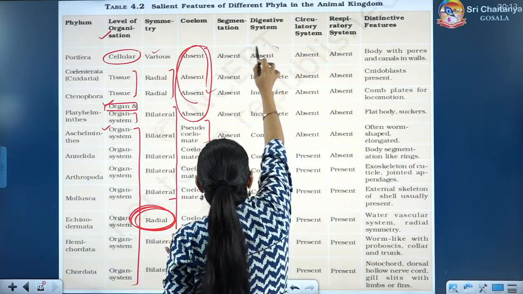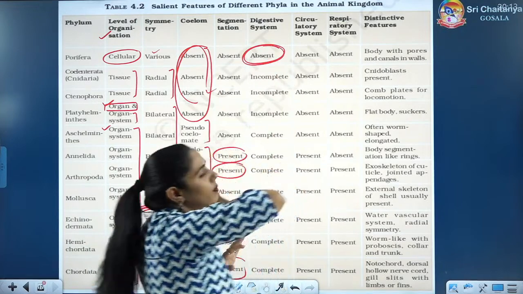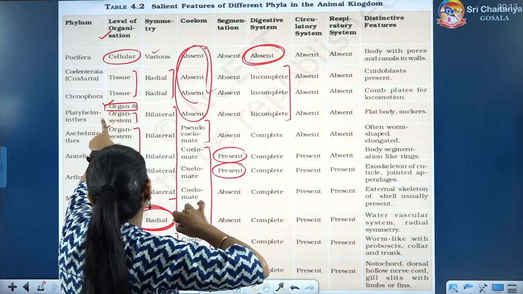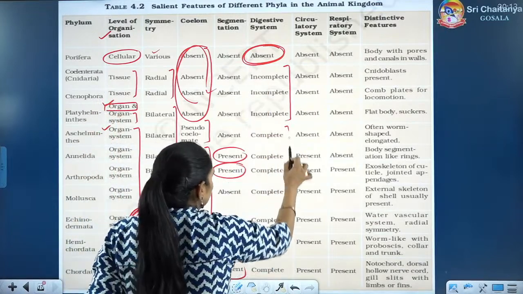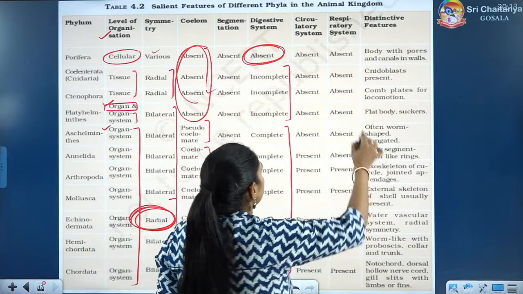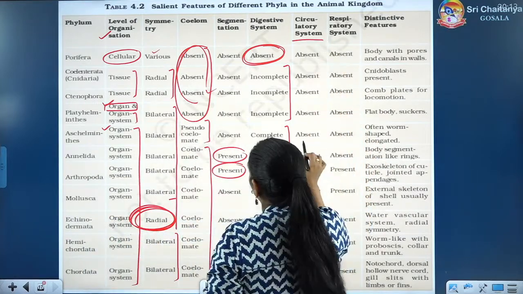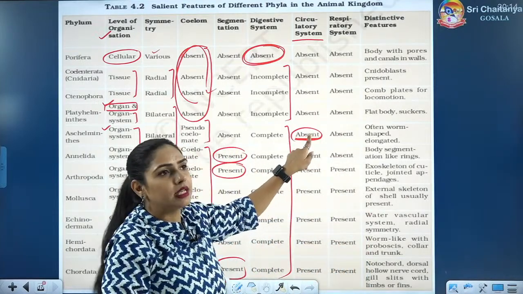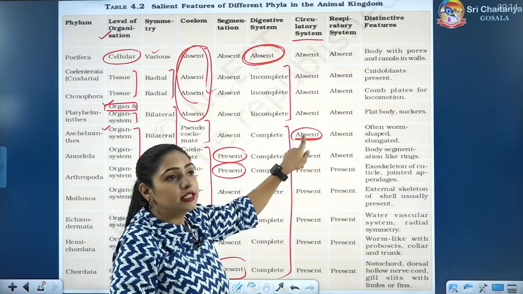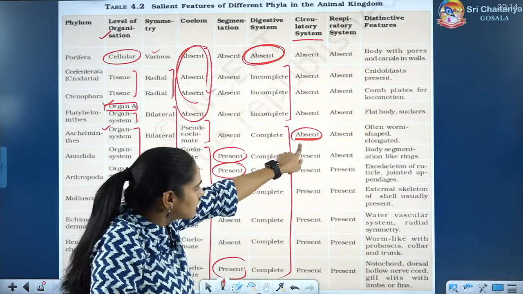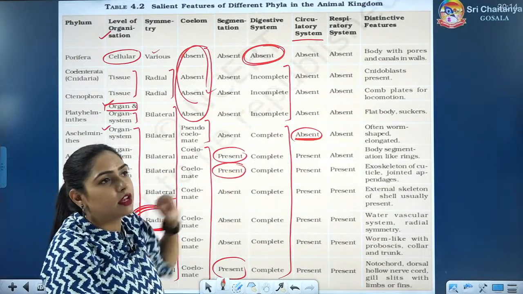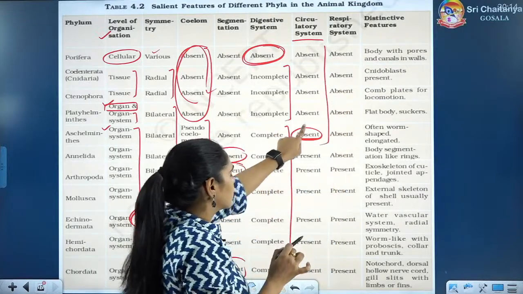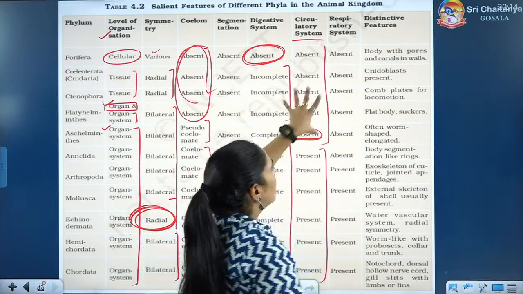If we talk about digestive system, very important, I have told you for Porifera it is absent. For the rest of the three phyla, Coelenterata, Ctenophora, Platyhelminthes, it is incomplete, and then for the rest it is complete. If we talk about circulatory system, I have told you in Aschelminthes also it is absent, right? Despite the presence of the organ system level of organization, the circulatory system is absent. This is a very important thing to learn. So till Aschelminthes circulatory system is absent, then it is present in all.